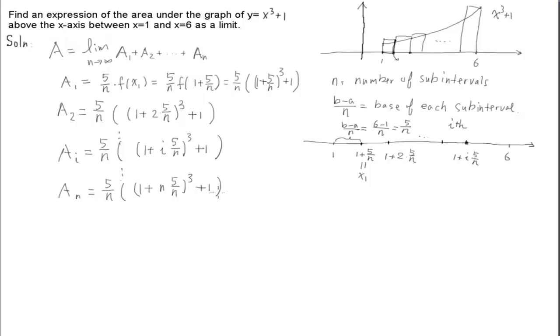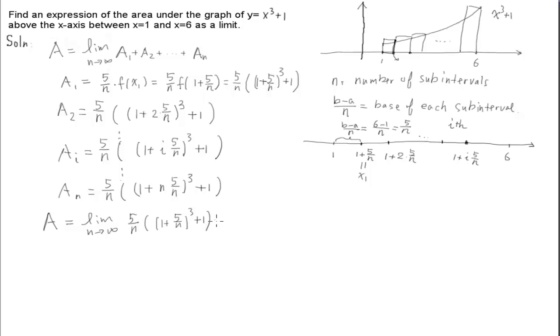We are almost done. Now we just need to put these expressions back over here. Then we have it. The area is represented as a limit, and n is approaching infinity. That means we divide this area into many stripes over here. And the first one is 5 over n, and we have 1 plus 5 over n cubed plus 1.